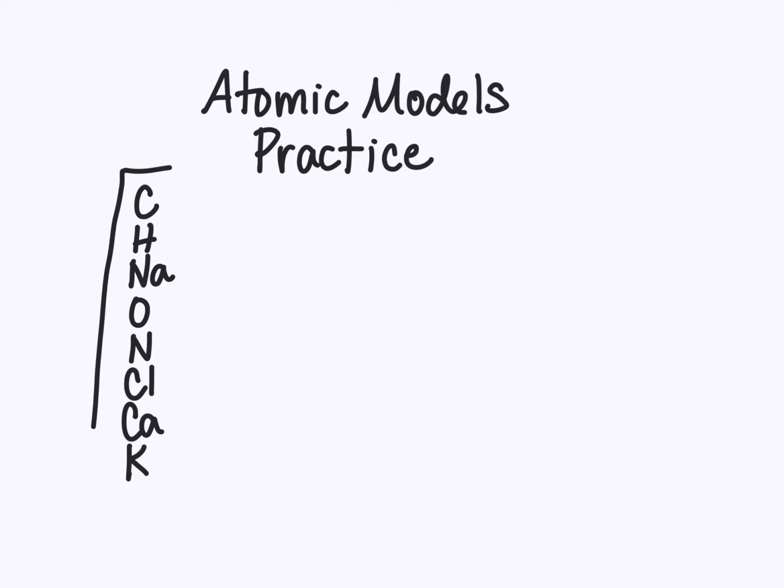If you want to practice more of these skills, I recommend that you do so on the following elements. With models, we've already looked at carbon, hydrogen, and sodium. You can also draw some models for things like oxygen, nitrogen, chlorine, calcium, potassium, and really any element that's on the periodic table, you could draw a model in the same way that I have shown you how to do this. But these are some good ones to practice on, so give yourself some practice and see if you understand this concept.